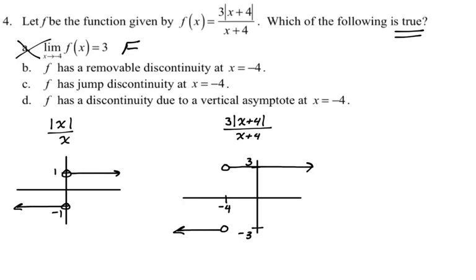That is false, so it is not the answer because we want something true. And if you look at all the other answer choices, they're all about what kind of discontinuity. But since we know what the graph looks like, we know there's a jump discontinuity. So we can actually just pick that one. That is true. So C is our answer.